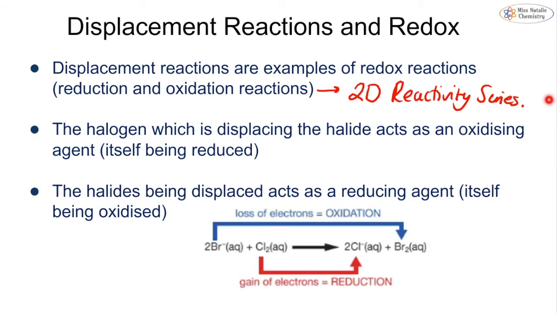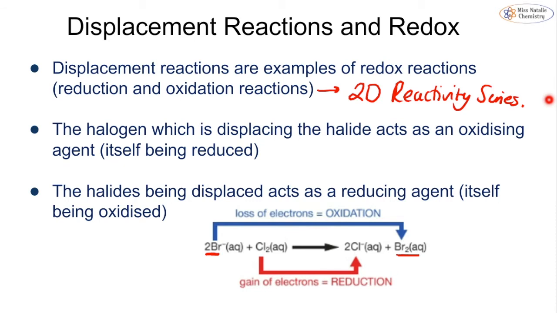Oxidation and reduction is to do with the movement of electrons. If a substance loses an electron, it is said to undergo oxidation. So in this case, the bromide ion is losing an electron to become a bromine atom, so it is being oxidized. And the chlorine is gaining an electron to become a chloride ion, so it is being reduced.